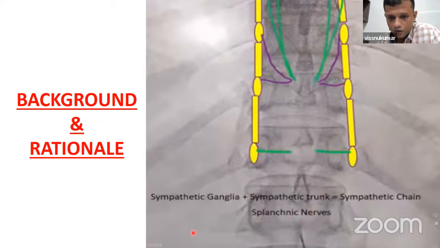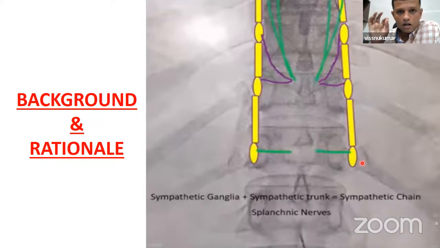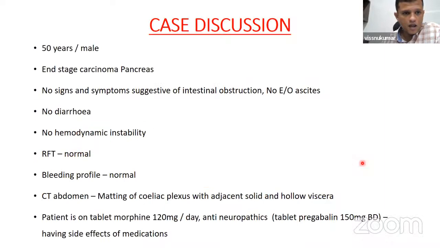Now, I hope you have understood the background of this. Let us start with the procedure, and let me do my case. This is a 50-year-old male. He's a case of end-stage carcinoma pancreas. No signs and symptoms suggestive of intestinal obstruction. No evidence of ascites. There is no diarrhea, no hemodynamic instability. The RFT is normal. Bleeding profile is normal.